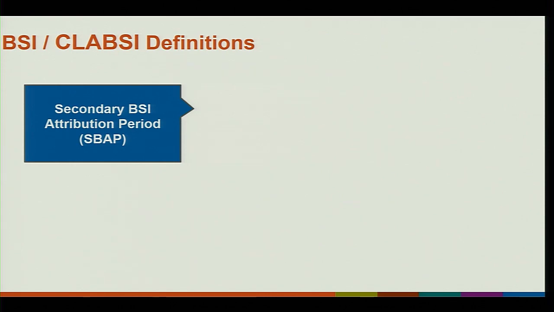Your secondary BSI attribution period, or your SBAP, is the period in which a blood specimen must be collected for secondary BSI attribution. The SBAP includes the infection window period and the repeat infection time frame. It can be 14 to 17 days depending on the date of event.